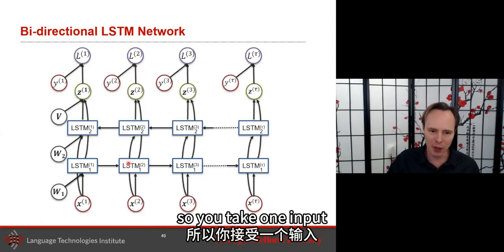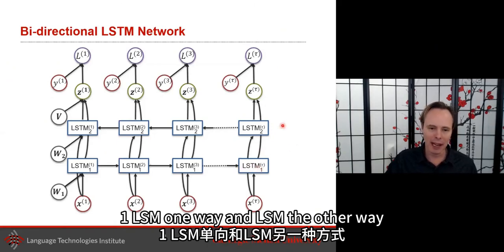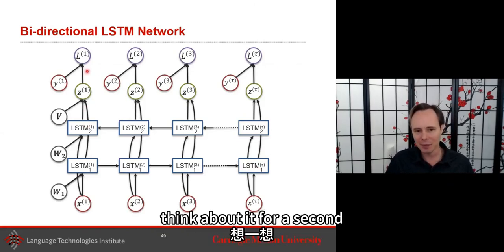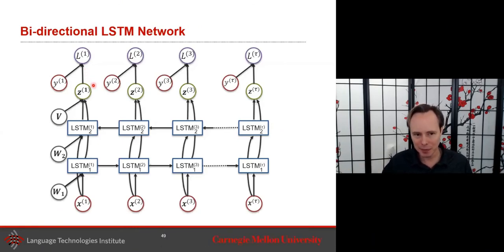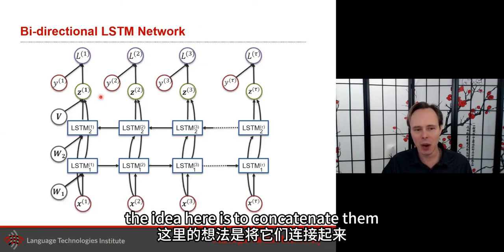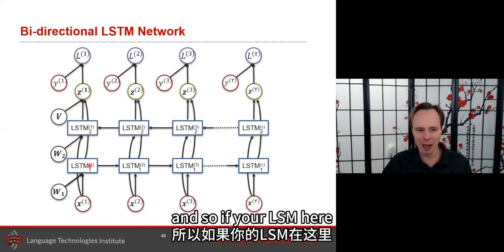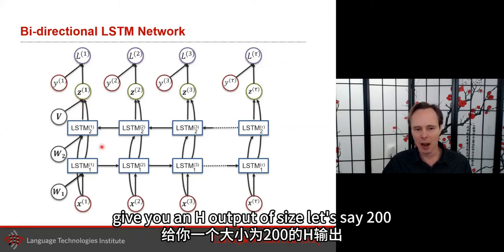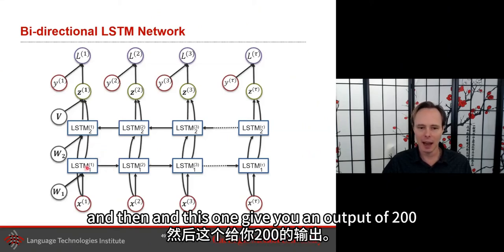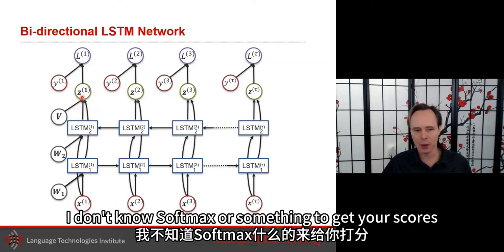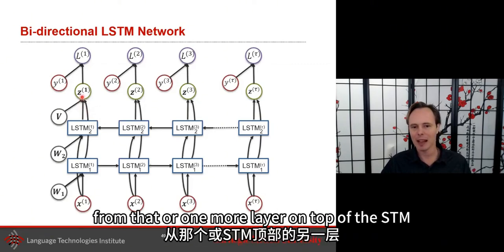So you take one input, one LSTM one way and an LSTM the other way. And how do you take both inputs together? Think about it for a second. The idea here is to concatenate them. You just concatenate them. And so if your LSTM here gives you an H output of size, let's say 200, and this one gives you an output of 200, then the input for Z will be 400, and then you will have, I don't know, a softmax or something to get your scores from that. Or one more layer on top of the LSTM.